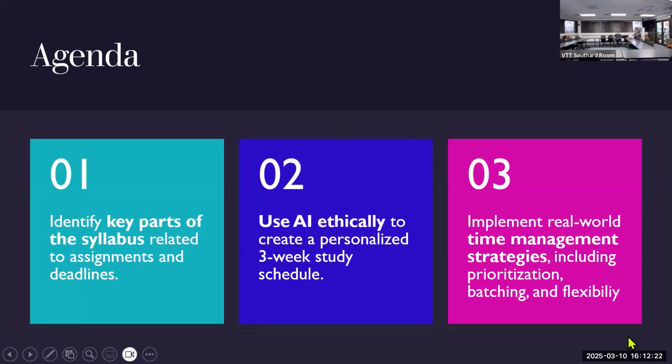Okay, so the second thing that we will do is discuss using AI ethically. And the third thing is to implement real-world time management strategies. Now, some of us are fortunate that due to clubs or organizations that we're in, we already kind of have a schedule, such as the sports teams, they always study together. But for the rest of us, we need to figure out how to do that on our own. So I think the AI will make this easier.